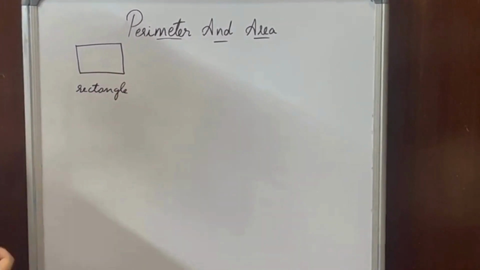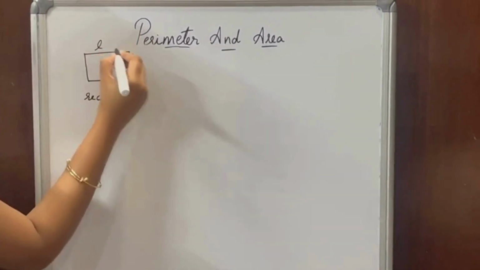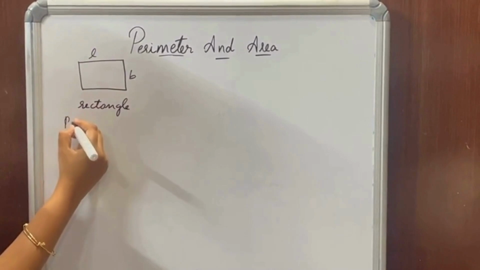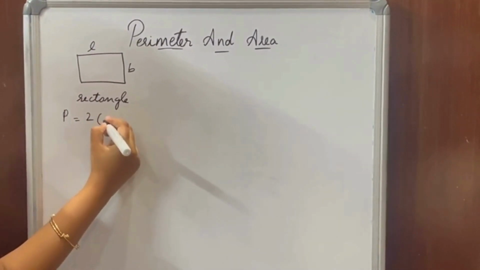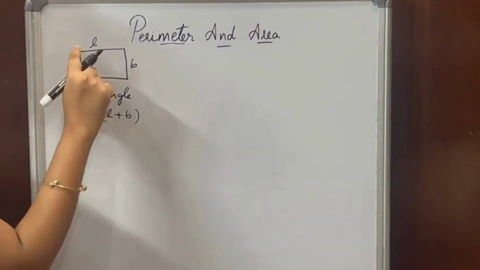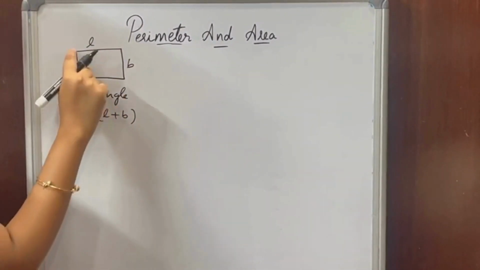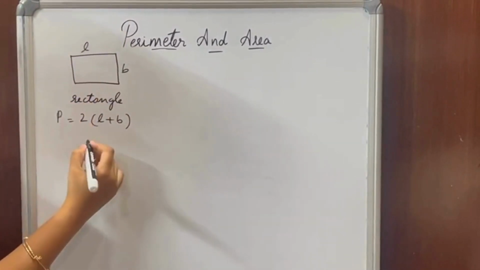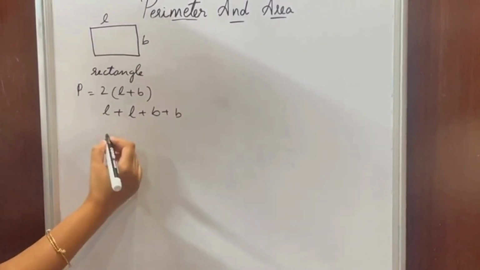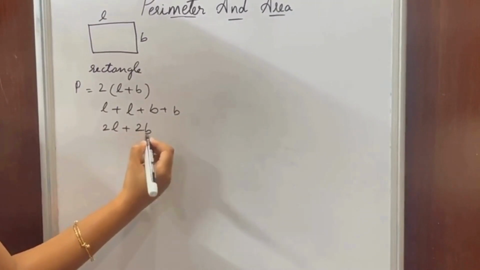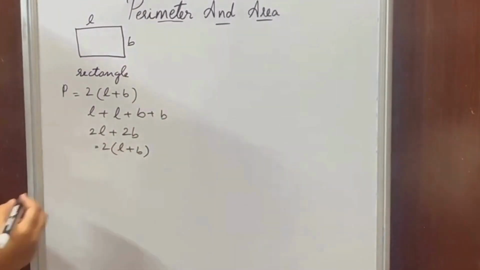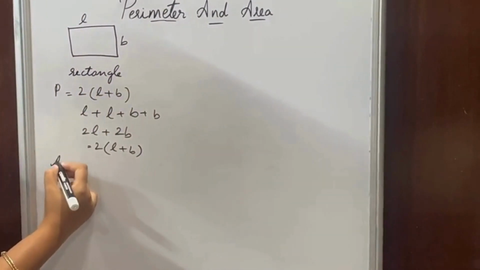So the first example is the rectangle. The rectangle's properties say that the opposite sides are equal. This is the length and this is the breadth. The sum of the four sides is called the perimeter. The perimeter of the rectangle is 2 times (L plus B). The formula is very simple, and the proof is very simple. It's length plus breadth plus length plus breadth, the sum of the four sides. So it is length plus length plus breadth plus breadth, which is 2 times length plus 2 times breadth. Take 2 common out: 2(L plus B). So this is the formula to find the perimeter of a rectangle.